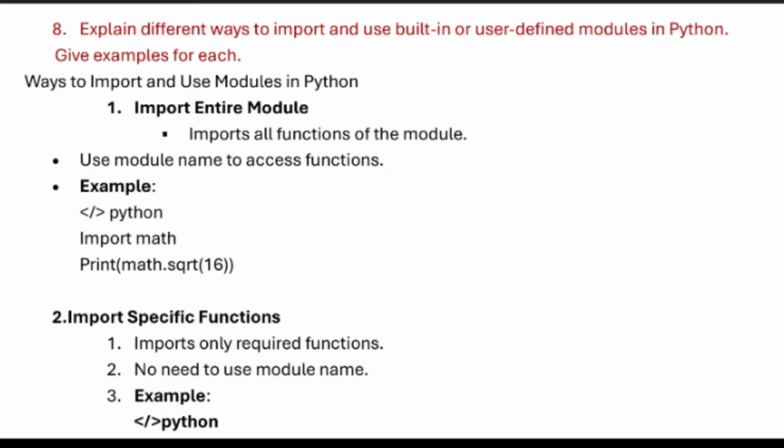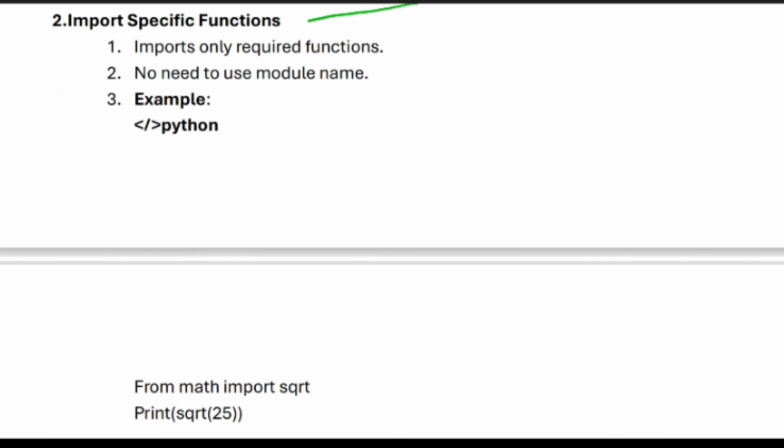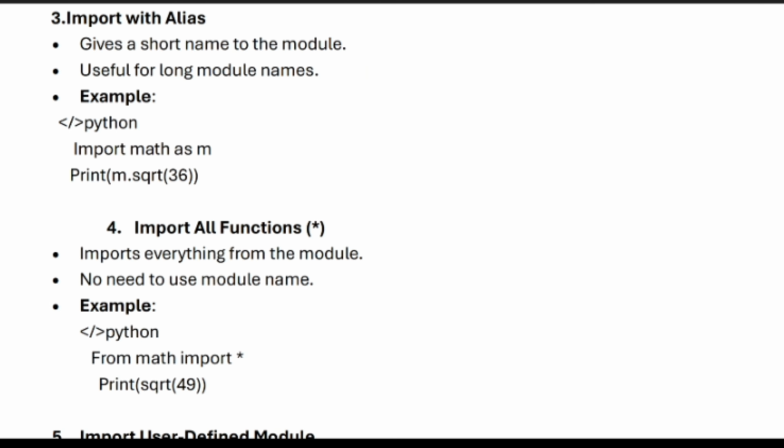Okay. Next is importing a specific function. You import only the required function. No need to use the module name here. This is an example. You can write the example. Next is import with an alias. Give a short name for the module, useful for a long module name. This is an example you can give.